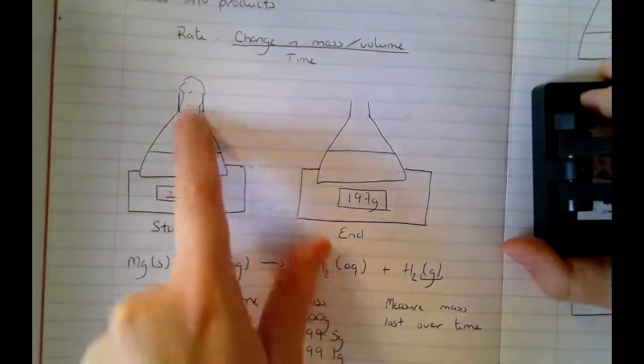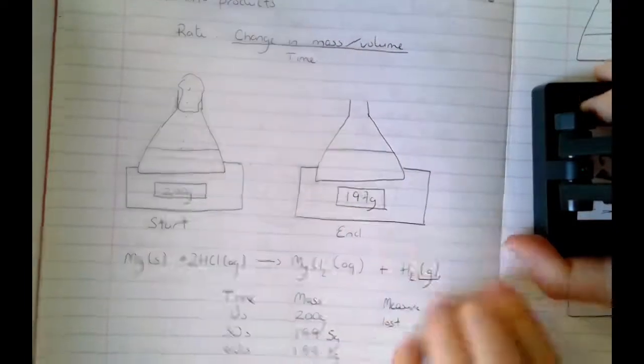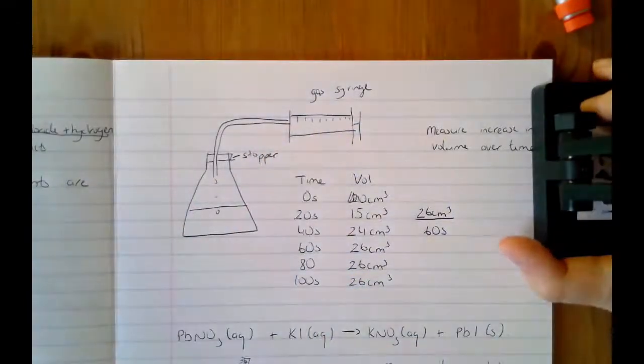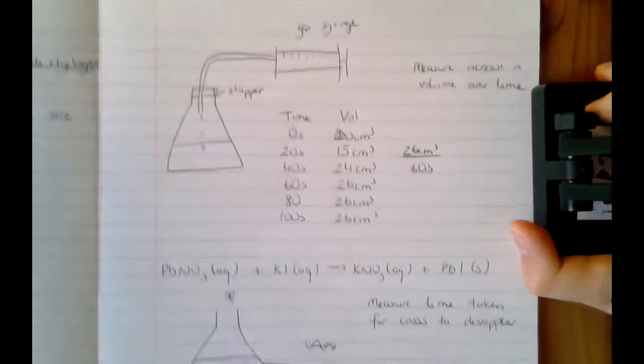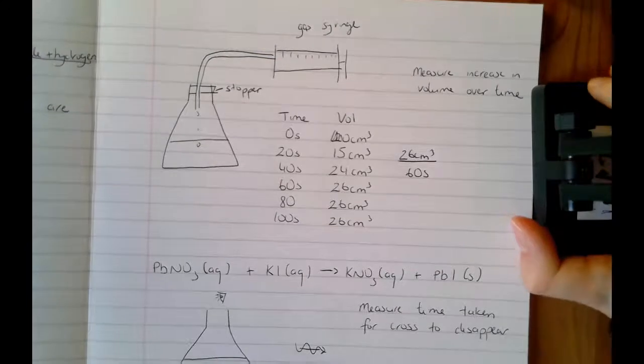Okay? The first method will only work if you're producing a gas. If you're not producing a gas, you're not going to see a decrease in mass. This method is only going to work if you're producing a gas, because you're going to collect that gas in a syringe. But in the following reaction that I've got written here, you can see that you're not producing a gas. You're producing something aqueous, something that's dissolved in water, and you're also producing a solid. So if you're not producing a gas, you can't use either of those methods to measure the rate of the reaction. Instead, you need something different.